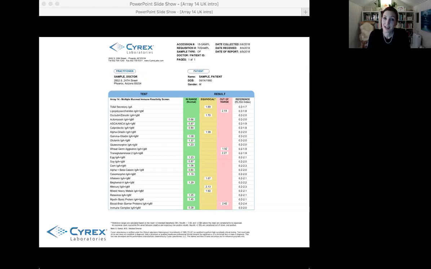So Array 14, unlike most of Cyrex's other panels, is actually comprised of multiple antigens. So it's almost a snapshot of multiple different panels. So it covers a really wide range of markers that are related to the mucosal immune system, starting, but of course not limited to, secretory IgA.